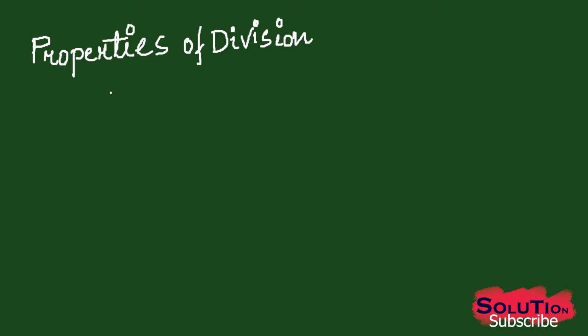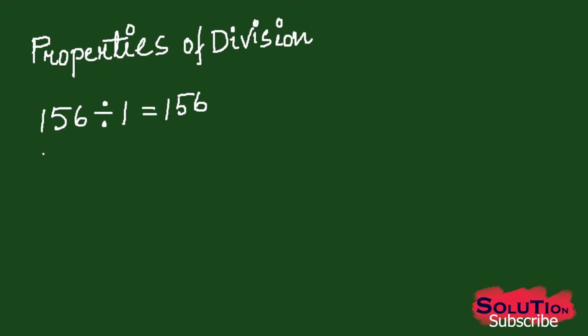Welcome to this channel. In this video, we'll learn some properties of division with the help of examples. So the first property is, if I divide any number by 1, then the answer will be that number itself. So if I divide 156 by 1, then the answer I will get is 156 itself.